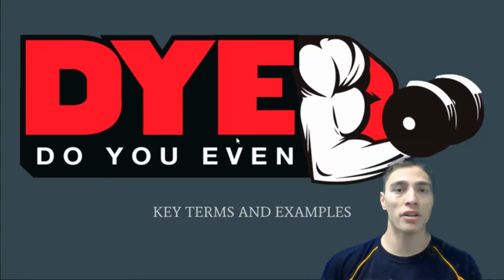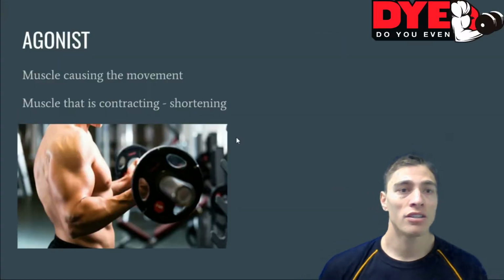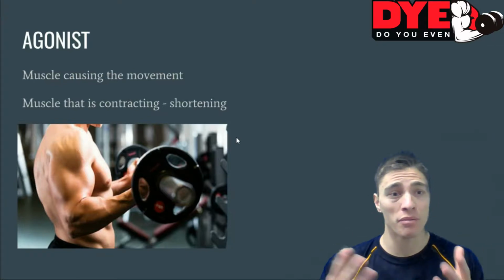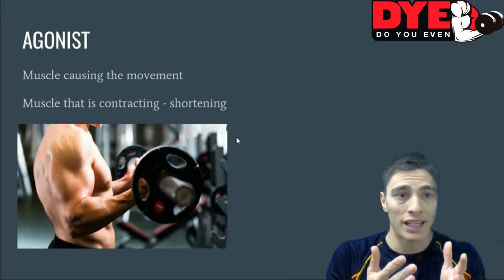Today we're going to look at the key terms and some examples for the first assessment. So firstly we're looking at the agonist. The agonist is the muscle that's causing the movement. It is a muscle that is contracting or shortening in length.